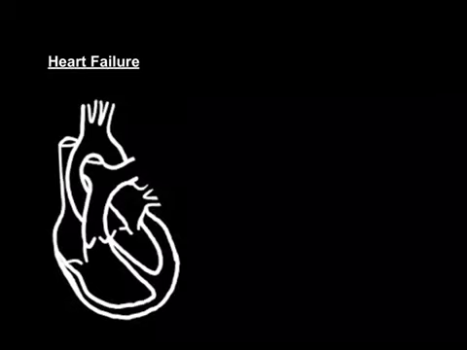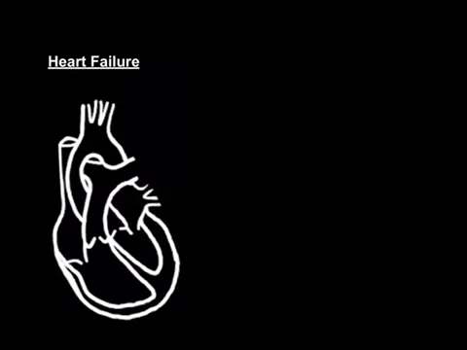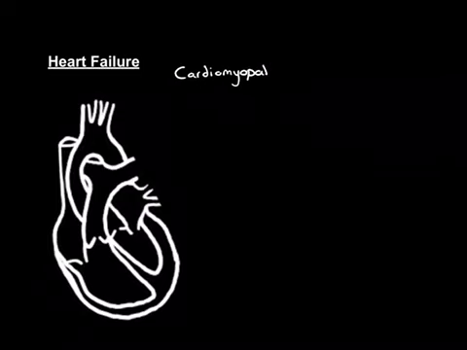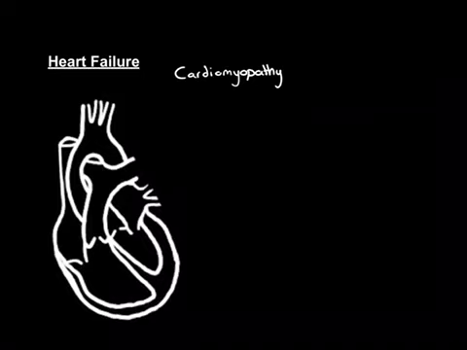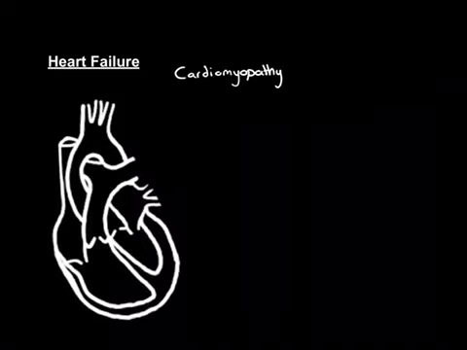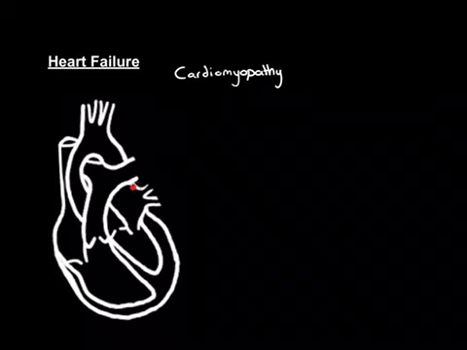Welcome back to this next video in which we are discussing heart failure. So in this video we're finally going to discuss cardiomyopathy as a cause of heart failure. And remember, this word literally means disease affecting the heart muscle. So it means disease affecting the muscle that makes up the wall of any of the four chambers of the heart. So you can have cardiomyopathy of the muscle of the left atrium, cardiomyopathy of the muscle of the left ventricle, cardiomyopathy of the muscle of the right ventricle, and cardiomyopathy of the muscle of the right atrium.